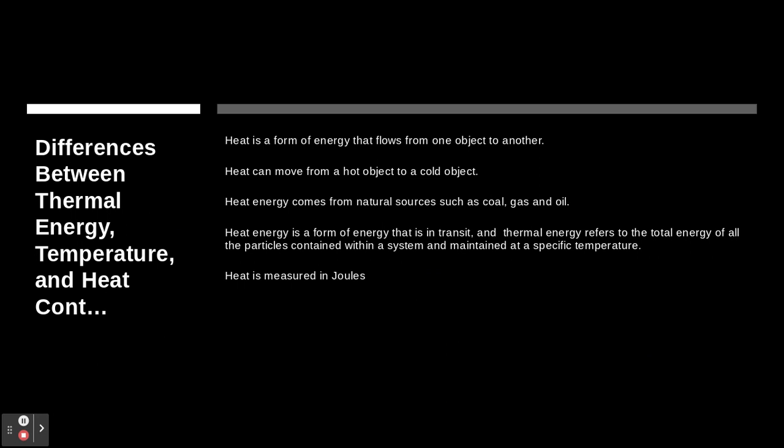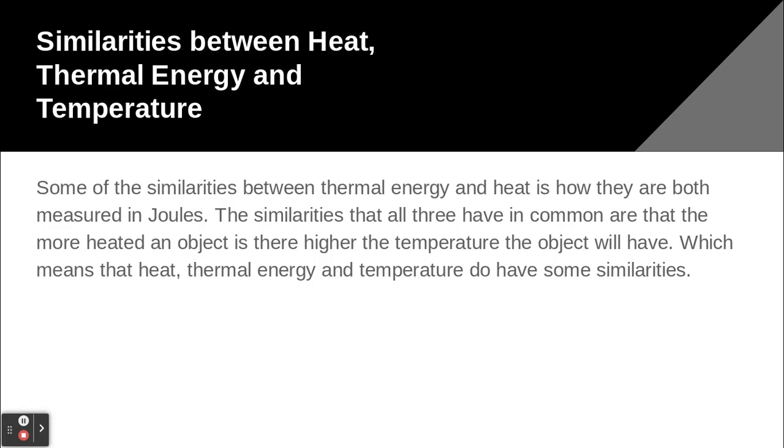Heat is a form of energy that flows from one object to another. Heat can move from a hot object to a cold object. Heat energy comes from natural sources such as coal, gas, and oil. Heat energy is a form of energy that is in transit, and thermal energy refers to the total energy of all the particles contained within a system and maintained at a specific temperature. Heat is measured in joules.